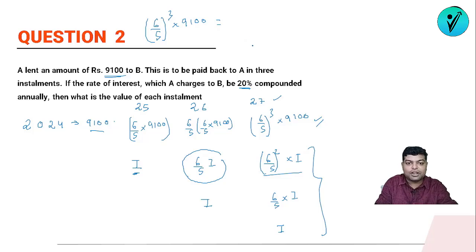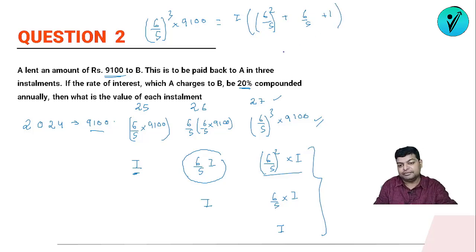Simply if you will take I common, ठीक है, so first one is 6 square by 5, second is 6 by 5, and then we have 1. Now, is it a GP? 1, 6 by 5, 6 by 5 whole square. Is it a GP? Yes, it is a GP. ठीक है, so how to solve it? अब बस इसे सॉल्व ही करना है. ठीक है, इसको सॉल्व कर लो and you'll be getting the answer.